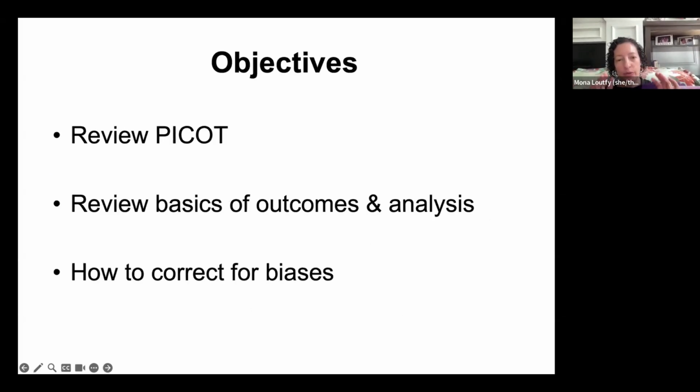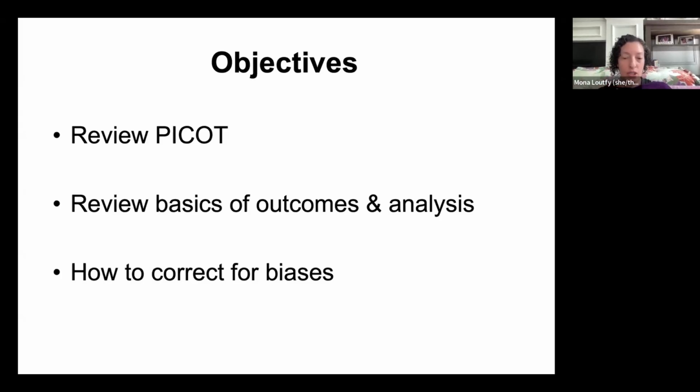And so we're going to review PICOT again, which is the fundamental basis of a research question. And then we're going to review the basics of outcomes and analyses. And then really, here is the secret about statistics. A lot of statistics methods are all about correcting biases.